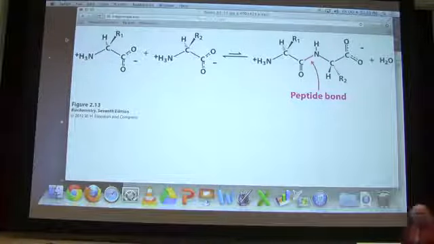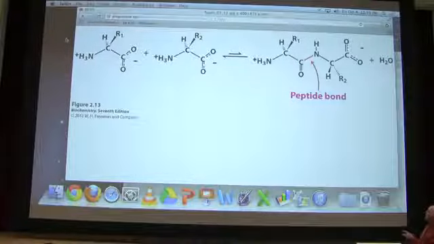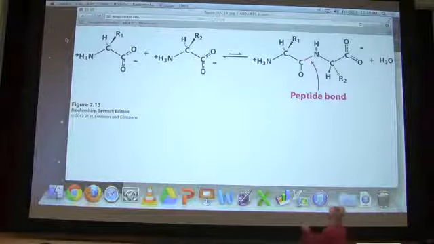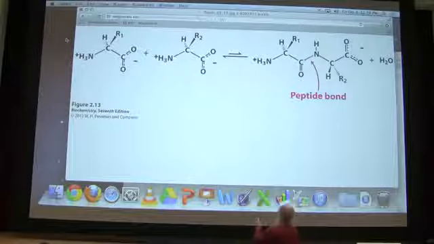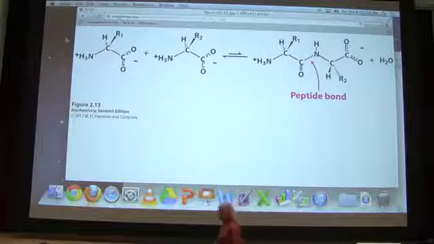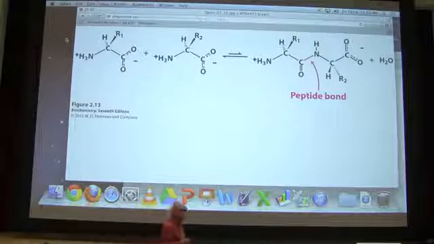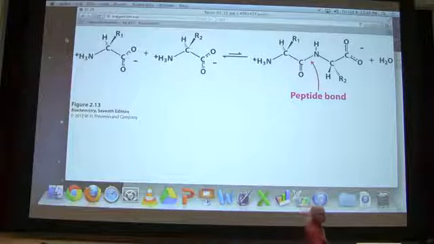We can describe the structure of a protein as going from amino to carboxyl, because that's the way in which it's made. It's made from amino to carboxyl. We keep adding more and more onto the carboxyl end. That's how we make those.